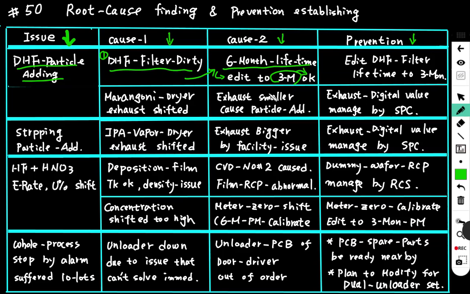The result is okay. The filter is not so dirty, which reduces the particle level. So the last prevention establishing is to change the DHF tank filter lifetime from 6 months to 3 months as an SOP.